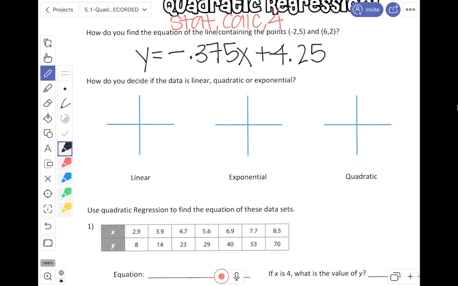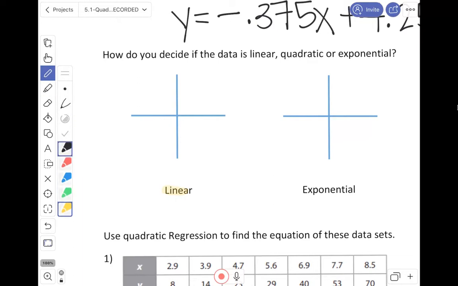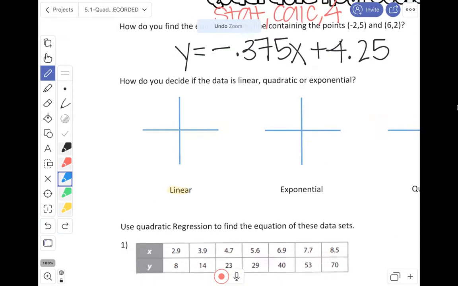Okay, if we look at this next one, it says, how do you decide if the data is linear, quadratic, or exponential? So the first one, I've got the word linear, and inside that word linear, I literally have the word line. And if you remember, the parent function that we get all other linear functions from is y equals x. This is just a straight line going through 0, 0, the origin, and going up 1 over 1, up 1 over 1. That's the slope, because the slope right here in front of the x is 1.